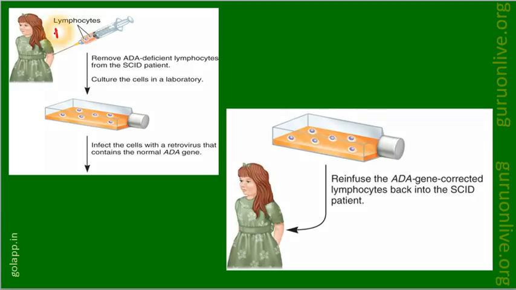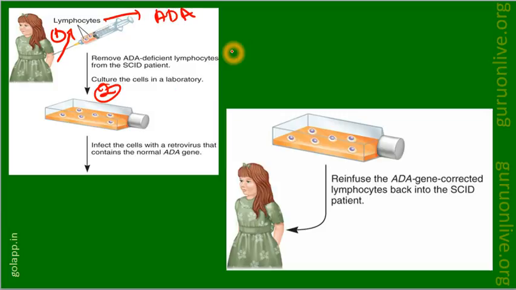The first step is the extraction of the lymphocytes. So these lymphocytes are defective in the production of the adenosine deaminase. Second step, now these lymphocytes are cultured in the laboratory.